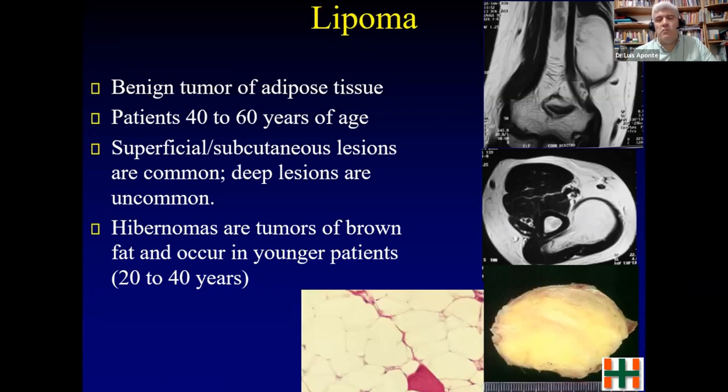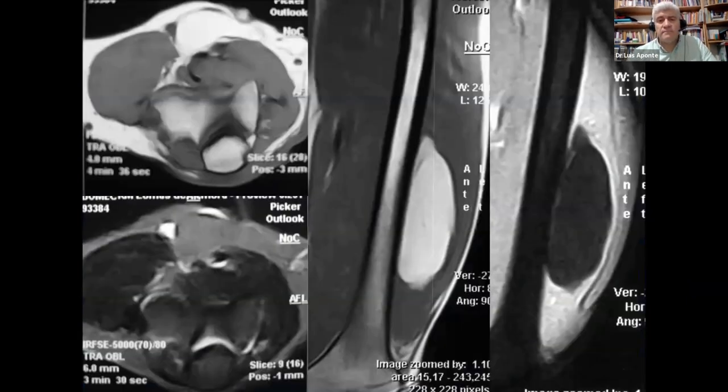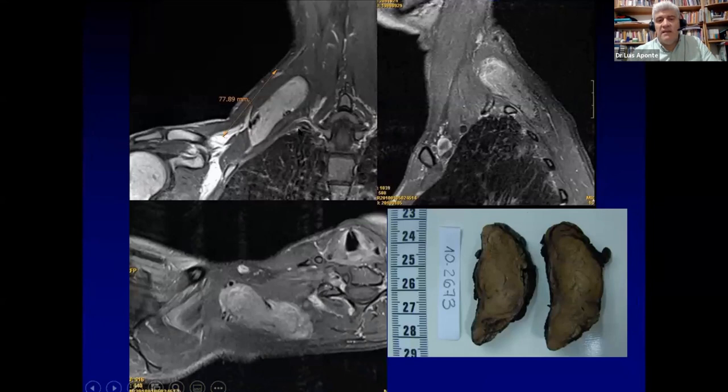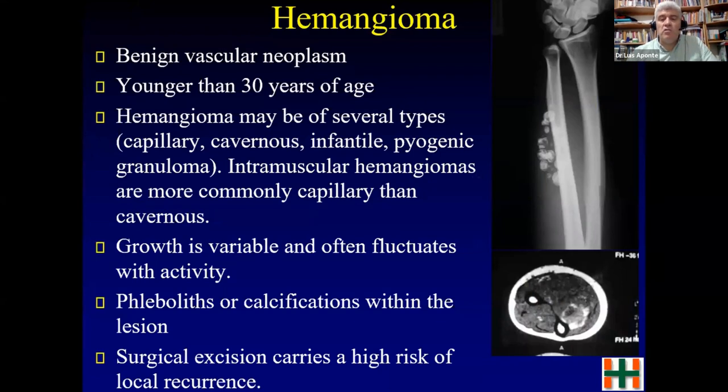But we always make the diagnosis with the MRI. Like this case, it's very common. It's easy, but in some cases like this, it is a hibernoma. You know, here the suppression is not the same. So here we performed a biopsy and it was a hibernoma, a very strange case, but you can see them in patients about 40 years old. And then we have the hemangioma.